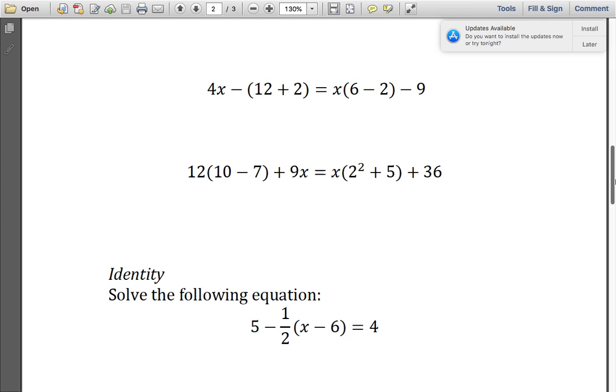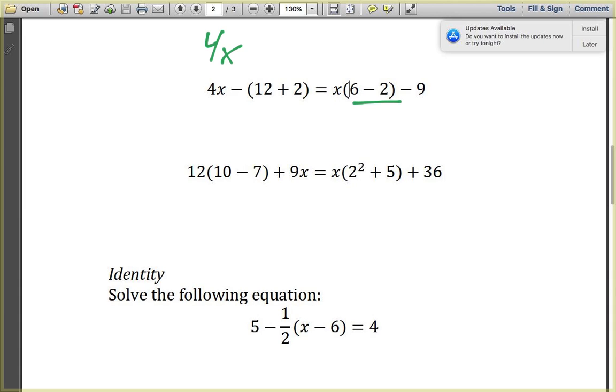We're going to use logic. Well, 6 minus 2 is 4. So I get 4x and 4x. And then I got 12 plus 2 is 14, right? So I got minus 14 minus 9. All right, think logically. Is there any way I can take some number and subtract 14 and take that same number and subtract 9 so that it works out?